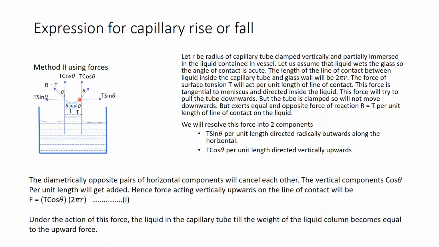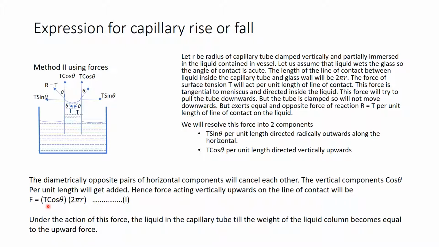Now you can observe that the force of reaction is acting at each point on the length of line of contact. Therefore, if you resolve the forces at each point, you will observe that the diametrically opposite pairs of horizontal components cancel each other because they are equal and opposite. And the vertical components T cos theta per unit length will all get added, and therefore the total force of reaction will act in vertically upward direction, right? And this force will act on the line of contact.